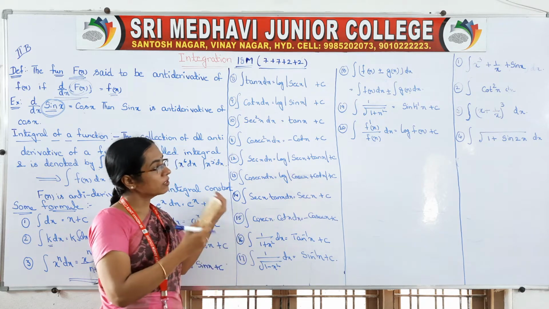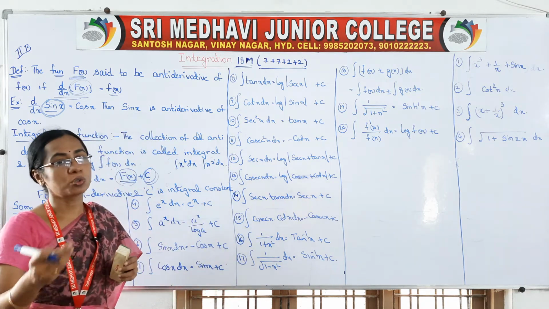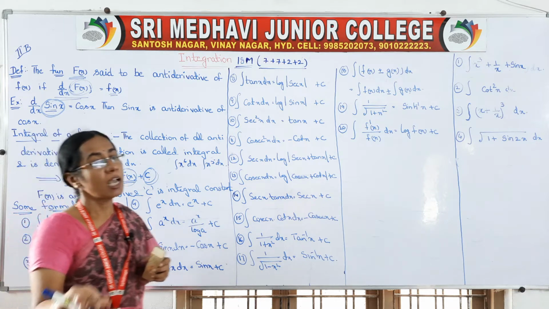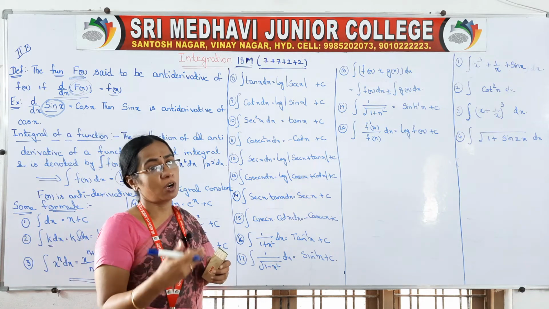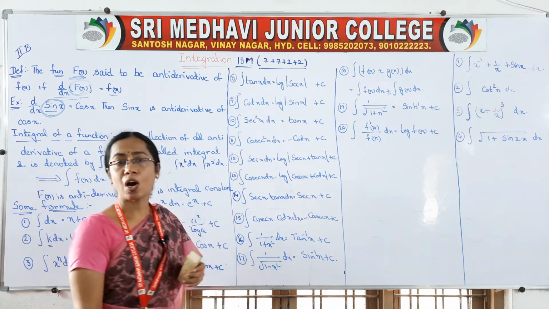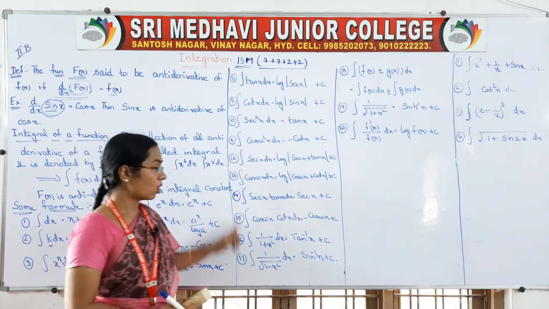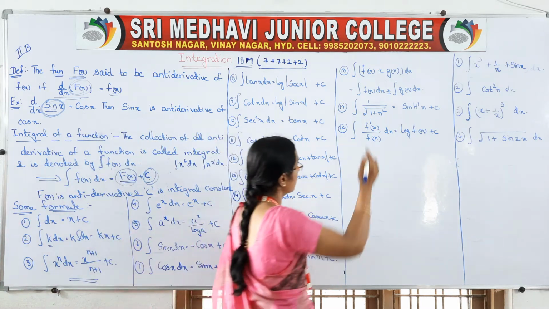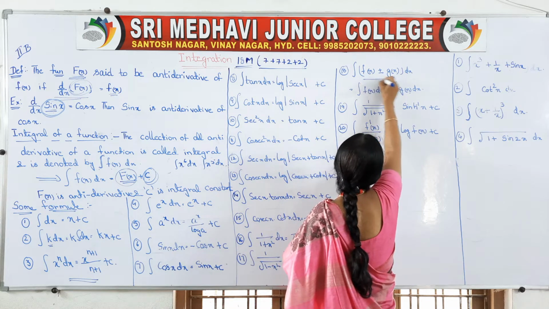So formulas means, slowly you have to write them 2-3 times and say them loudly, and by applying them to problems slowly you will get used to all these formulas. So all the formulas we are having here, and here observe this formula.